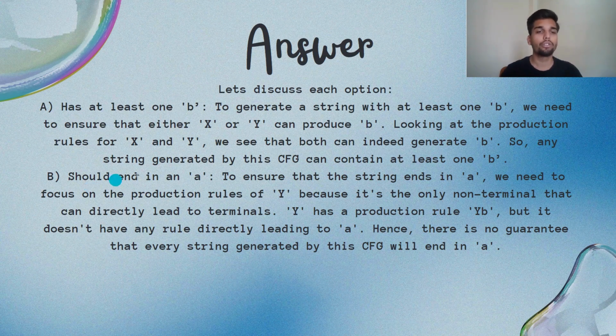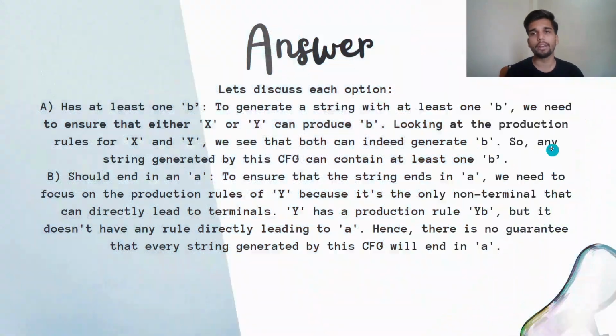Second, we have should end in A. It means the string should end with A. To ensure that the string ends in A, we need to focus on the production rule of Y because it's the only non-terminal that can directly lead to terminals. Y has production rule YB, but it doesn't have a rule directly leading to A. Hence, there is no guarantee that every string generated by this CFG will end in A. Let's go to the third option.